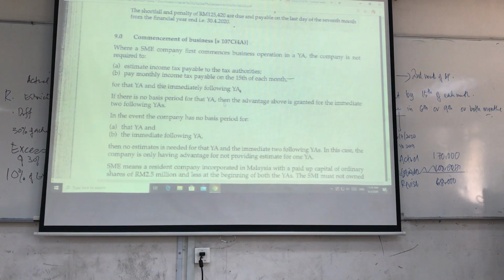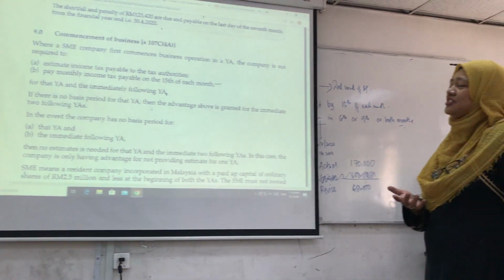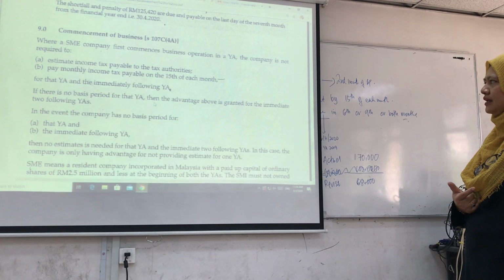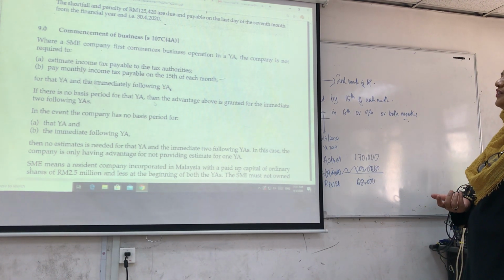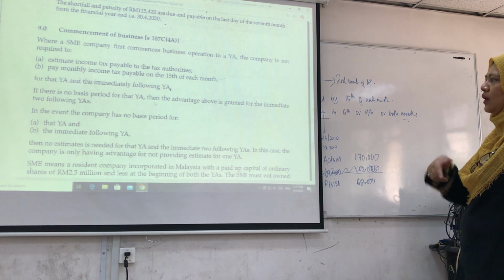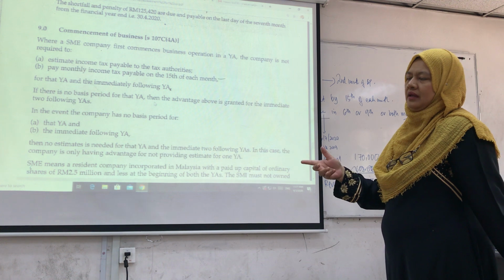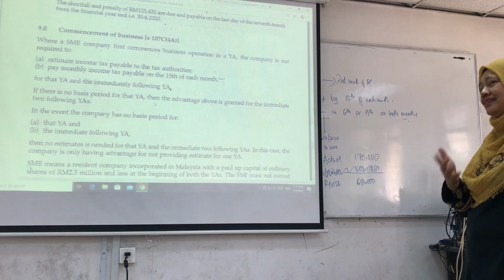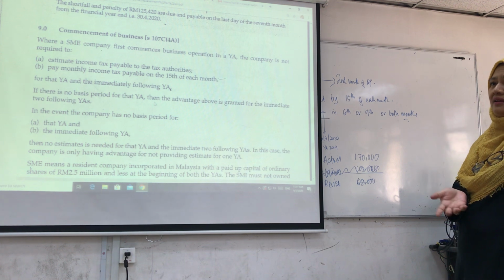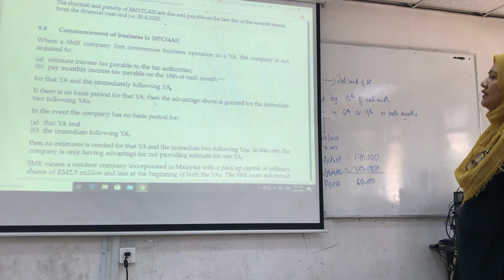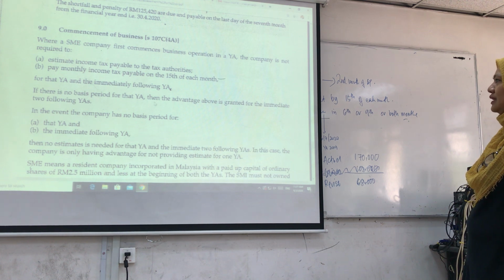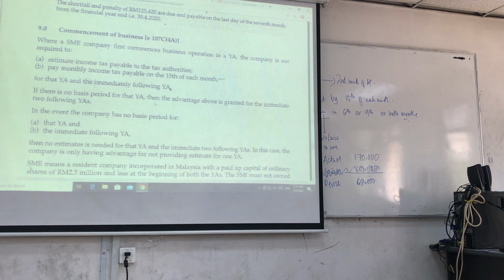Okay, commencement of business. For a company that has just commenced business, normally there is no income yet. So when a company first commences business, the company is not required to estimate, and is not required to pay monthly income tax on the 15th of each month, for that YA and the immediately following YA. It means that if you commence business in YA 2019, you don't have to submit an estimate for 2019 and 2020. If there is no basis period for the YA, the advantage is granted for the immediately following two YAs. And if the company has no basis period, then no estimate is needed.